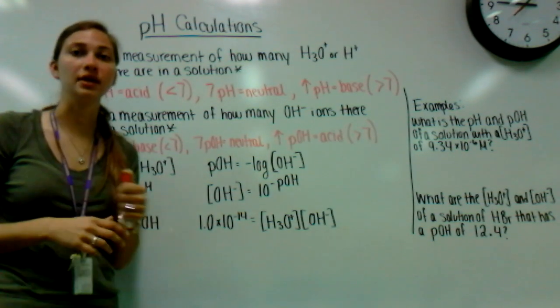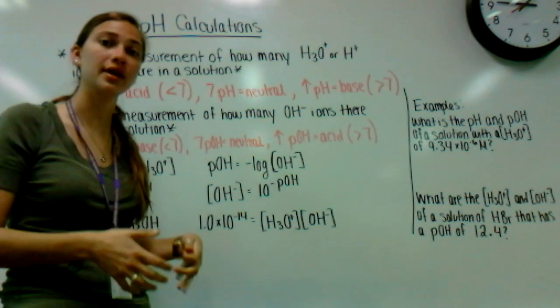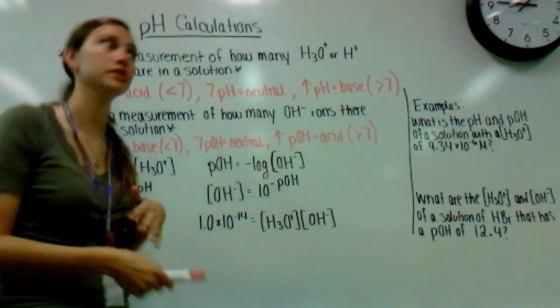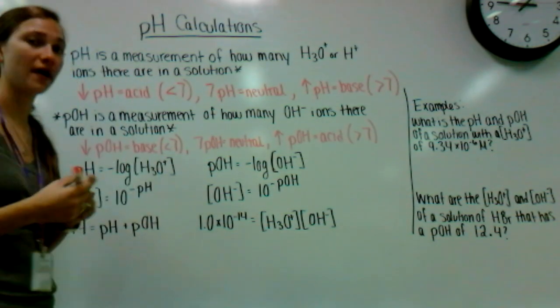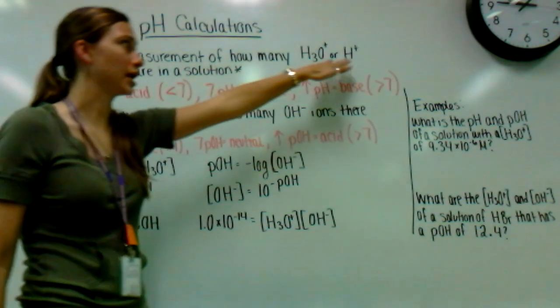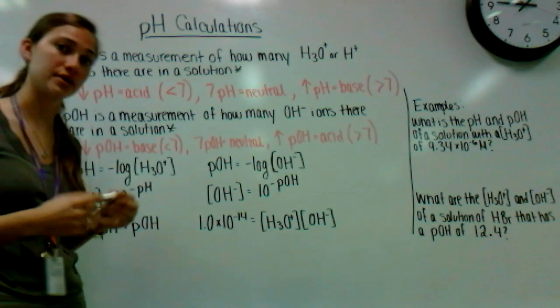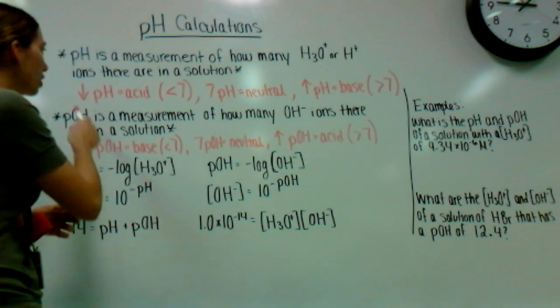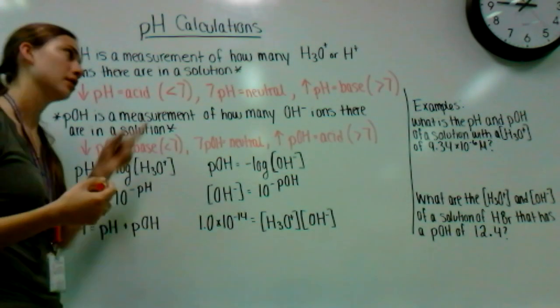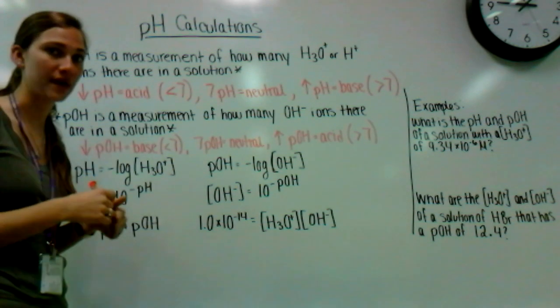Today we're going to talk about pH calculations. Before we talk about the calculations, we need to talk about what pH is. pH is a measurement of how many hydronium, or just H+, ions there are in a solution. A lower pH means that it's acidic, and by low, I mean less than 7.